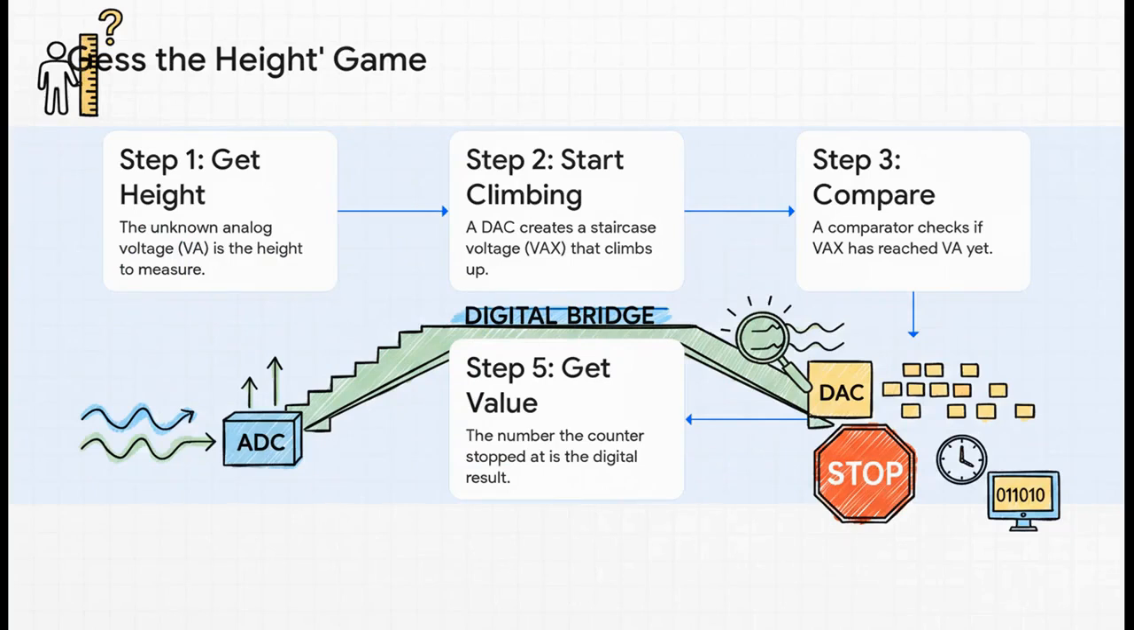The analog voltage we want to measure, that is the person's unknown height. A digital counter starts counting up from 0. With each count, the DAC we just learned about creates a voltage that goes up one step at a time, just like a staircase. A special circuit called a comparator is constantly asking, is our staircase voltage higher than the person's height yet? And the very instant it is, the comparator shouts, stop, to the counter. The final number that the counter stopped on, that is our digital value for the height.